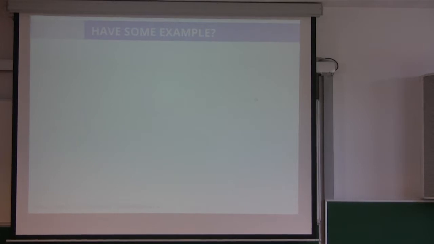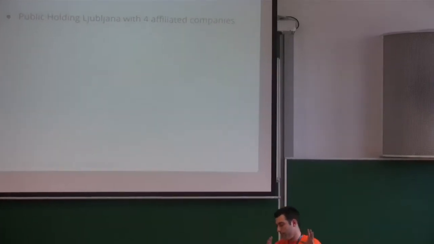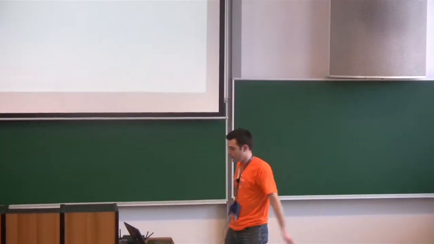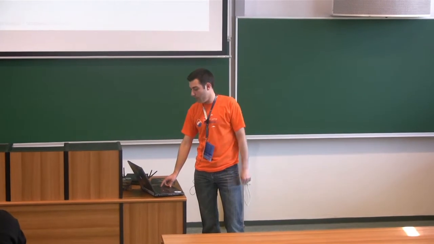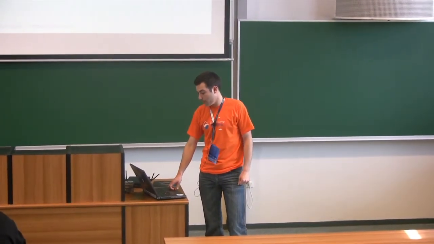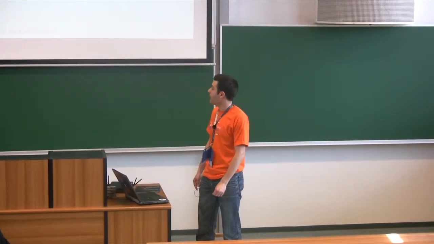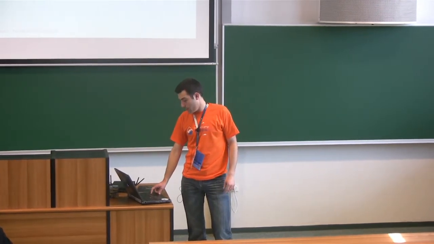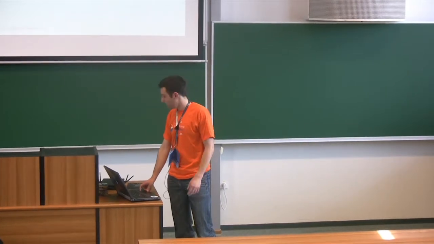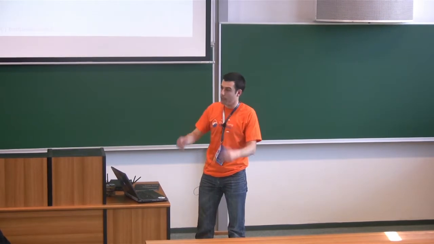Well, yeah, I do have an example, as I told you before. This is Public Holding Ljubljana with 4 affiliated companies. So you have Public Holding Ljubljana and then 4 affiliated companies which are giving the people of Ljubljana the main public services. So this one is for energetics. The second one is water supply in Ljubljana. The third one is public transit. So basically all the buses are under this. And the fourth is waste collection and waste disposal.